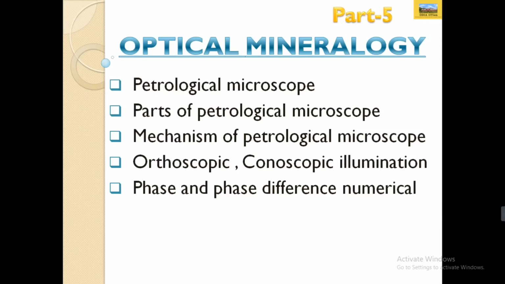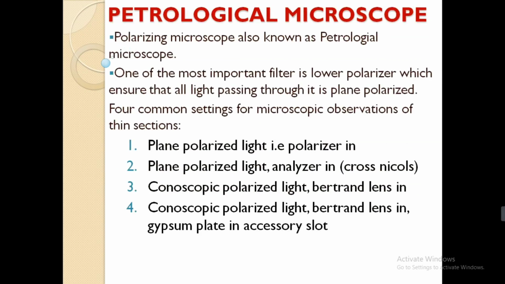In this video lecture, we will discuss what is a petrological microscope, its parts and mechanism with conoscopic and orthoscopic illumination. Now, what is a petrological microscope? The polarizing microscope, also known as the petrological microscope, has one of the most important filters, the lower polarizer, which converts unpolarized light into plane polarized light.